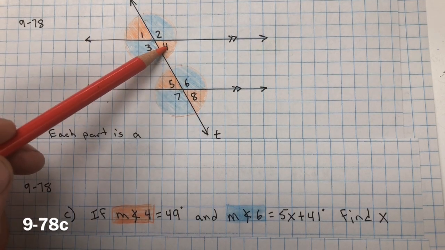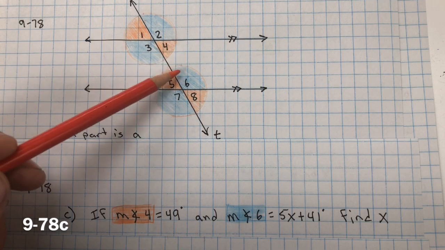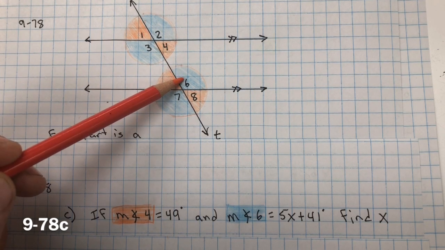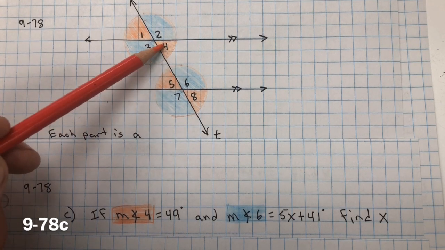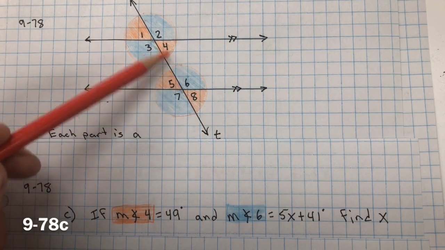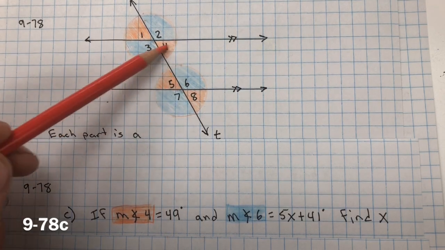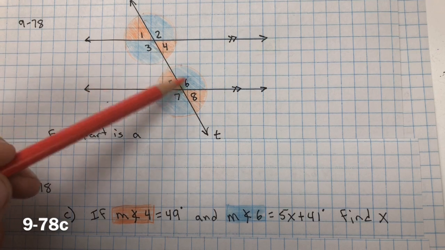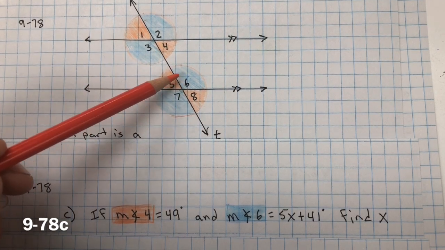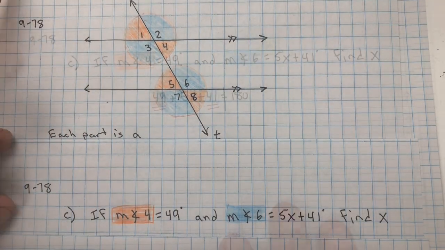So the measure of angle 4 plus the measure of angle 6 equals 180 degrees. This is called same side interior angles, interior inside the parallel lines. So same side interior angles have a sum of 180 degrees.